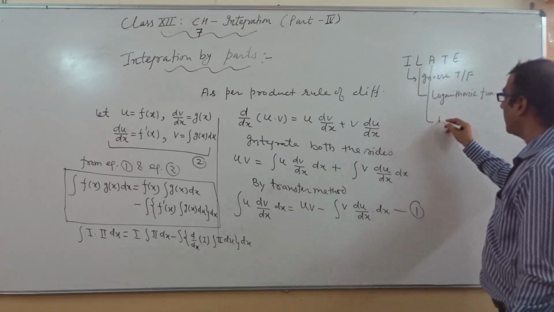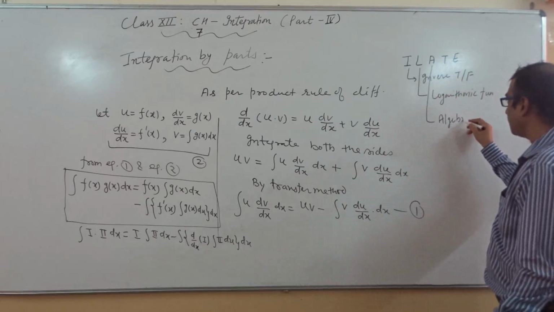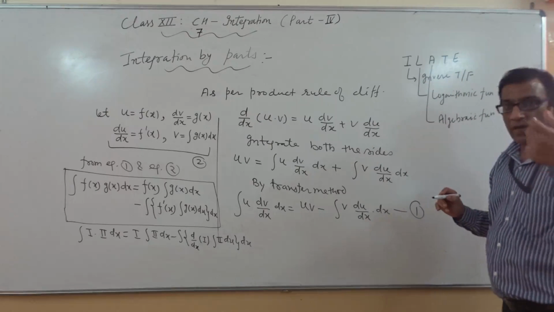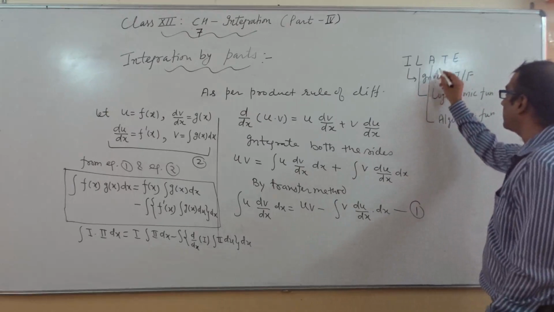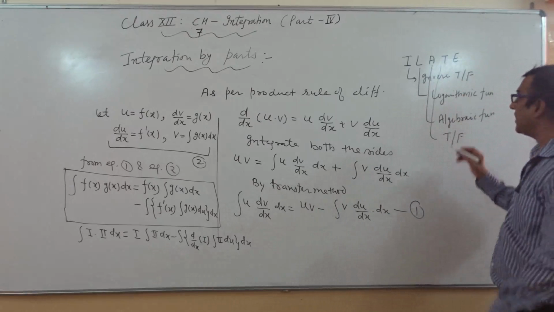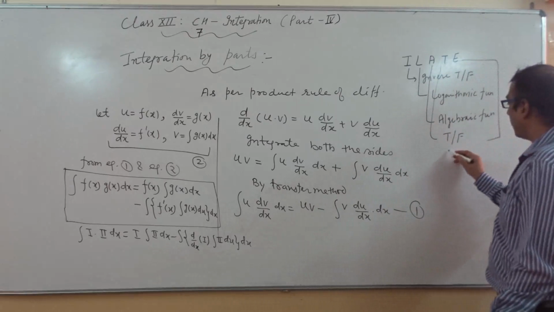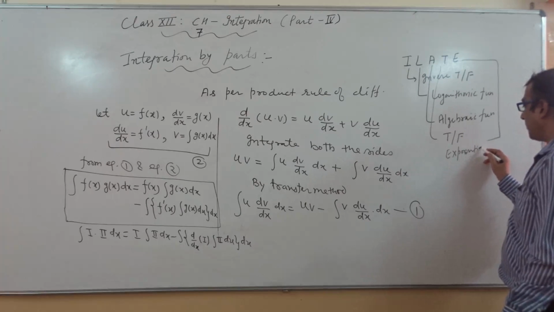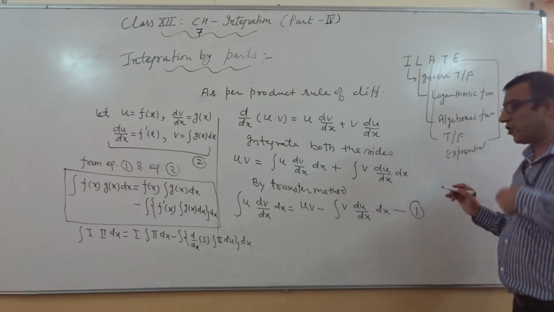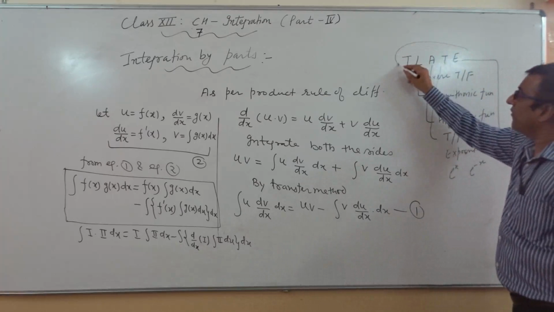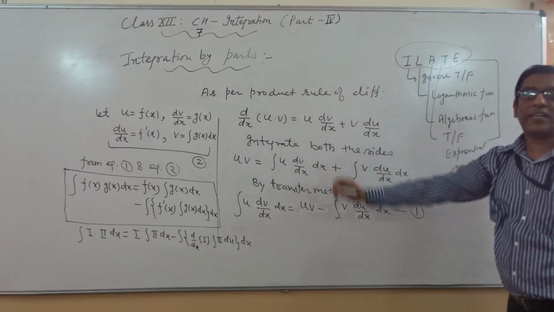A means algebraic function, such as x square, 1 upon x. T means trigonometric function, that is sin x, cos x and tan x. And E means exponential function. Exponential function means e raised to the power x and e raised to the power minus x. So with the help of this concept, we will solve the questions based on integration by parts.